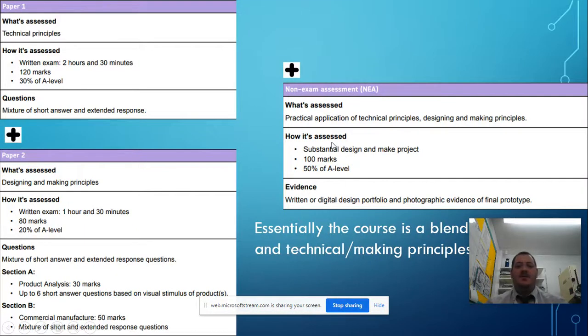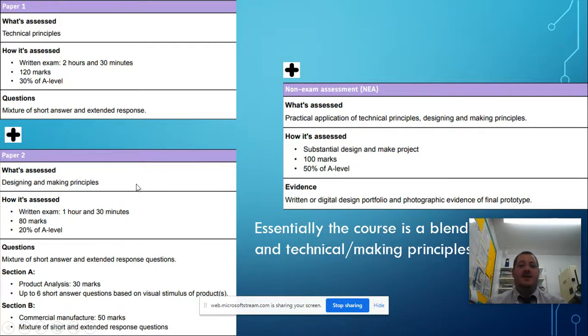Okay, so the course is broken down into three sections. We've got paper 1, written exam, worth 30%. That's a 2.5 hour paper. And then paper 2, it's 20% of the final mark. That's an hour and 30 minutes.